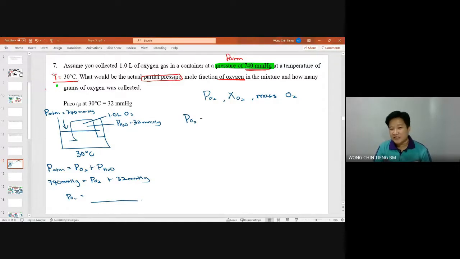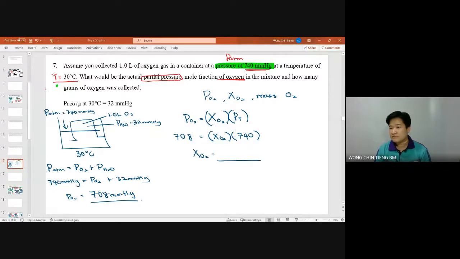Partial pressure oxygen yang kamu dah kira. Use the formula of mole fraction times with the P total. P total yang kita dah ada. So partial pressure oxygen yang kamu kira kat sini 708 millimeter mercury. Okay. 708 equals to the mole fraction of oxygen, the P total 740. So dapat mole fraction. Betul? Dah dapat mole fraction. Next, kita nak cari mass.